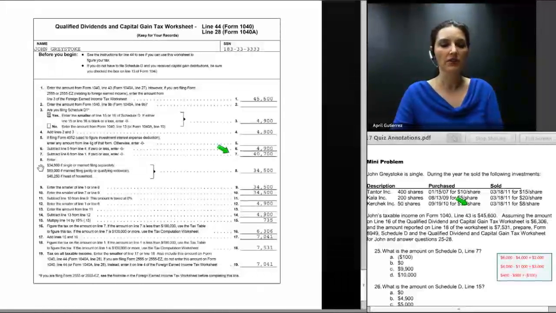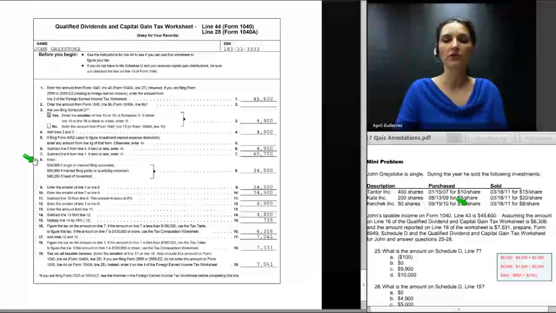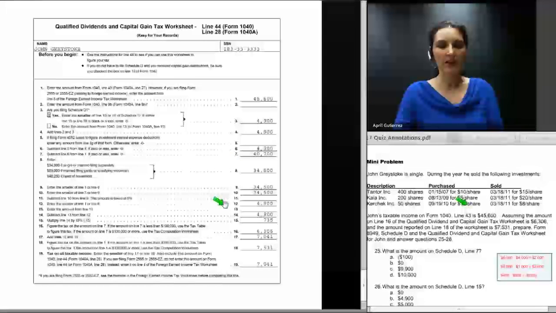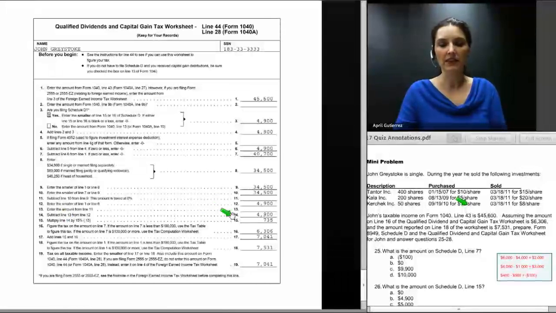We then go over to line 8 and pull the figure corresponding to Greystoke's filing status of single. That number is $34,500. His income is greater than $34,500. That means all of his long-term gains will be taxed at a maximum rate of 15%. We follow the form down. We enter $4,900 on line 12. We then multiply line 12 by 15%, and that gives us $735.